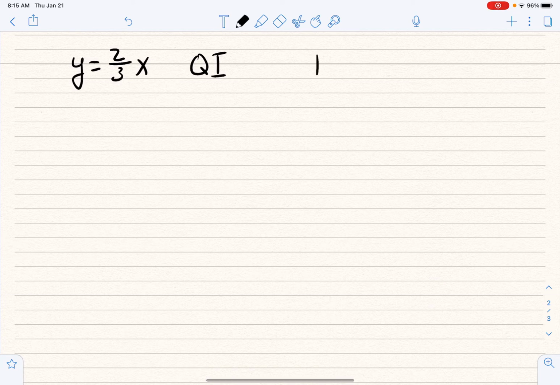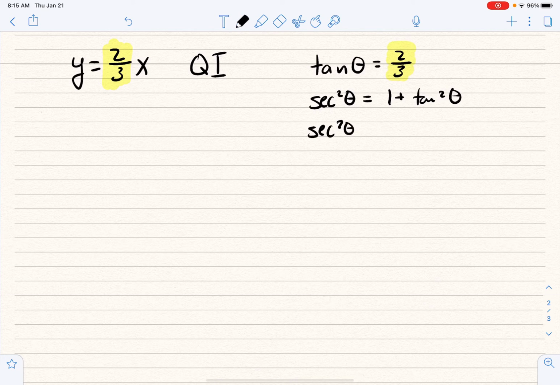Now immediately you should be able to say, well, I know that tangent theta is 2/3, and why? Because tangent theta is always equal to the slope right here, okay? And if I know that, then I know that secant squared theta is equal to 1 plus tangent squared theta. So I square this value right there, and I know that secant squared theta is equal to 1 plus 4/9.